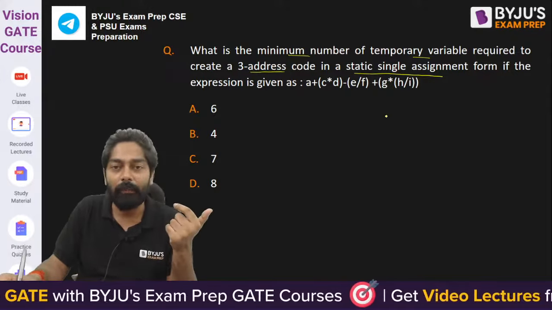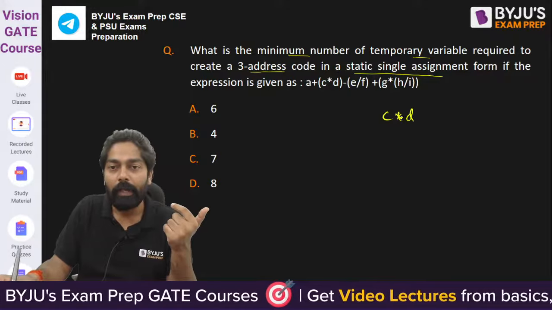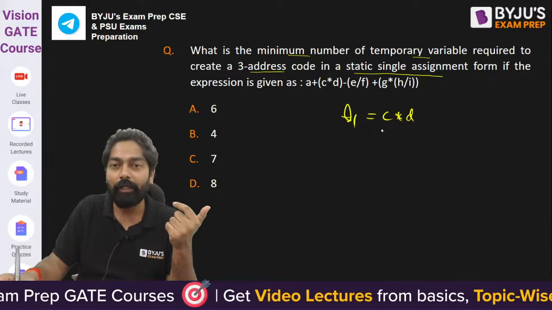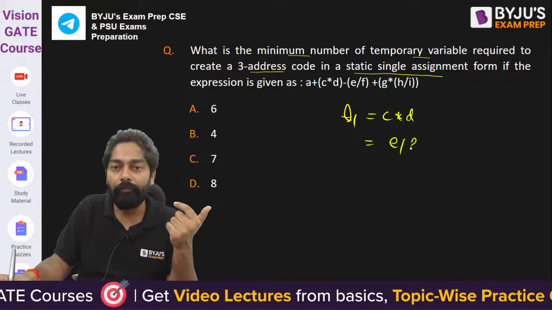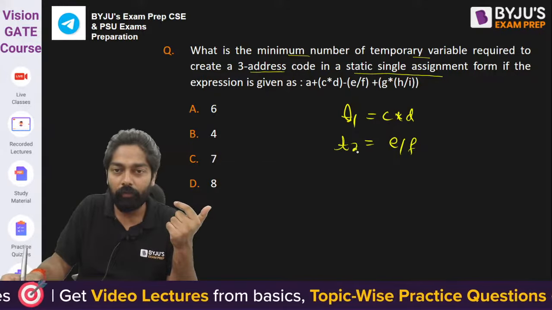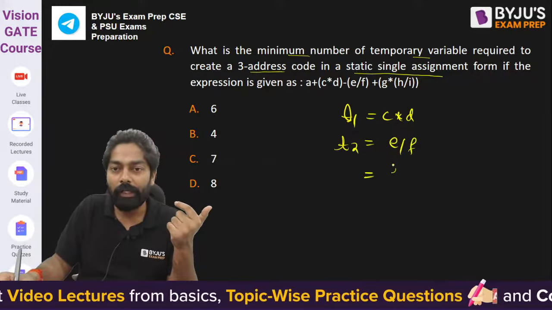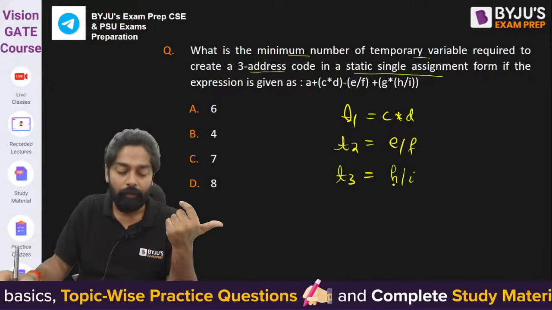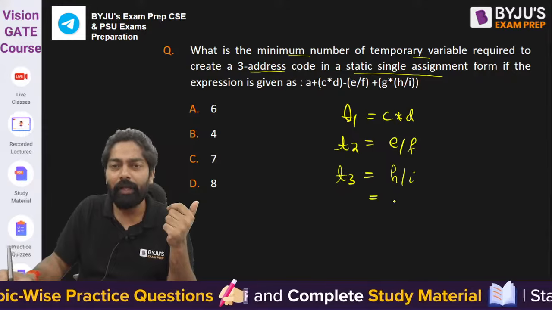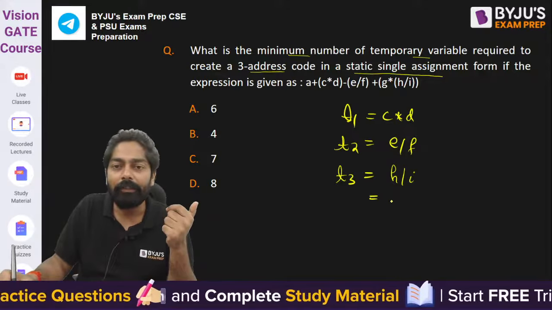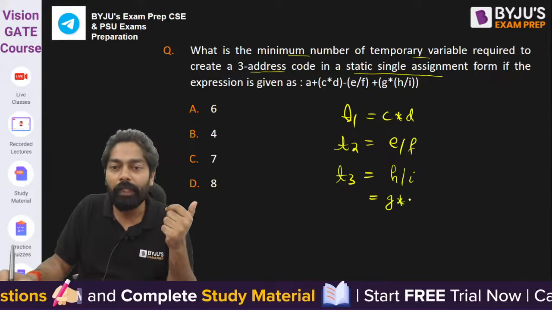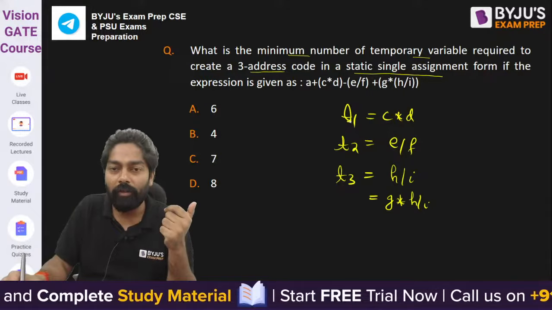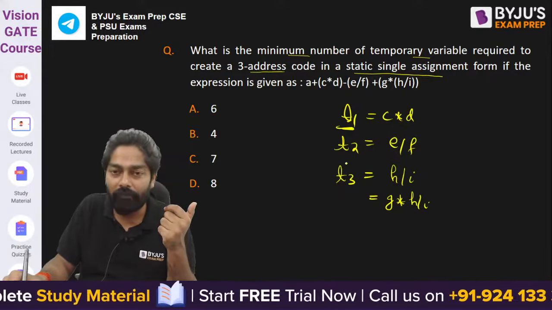Like this one. Let me try this one. C into D, I am writing in T1. Let me do this. E by F, I am putting in T2. Now see clearly, H by I, I am putting in T3. Maybe you do it in a different way. Now what I am doing here is G into H by I. See, if I use T1, I cannot use it in left hand side anymore.